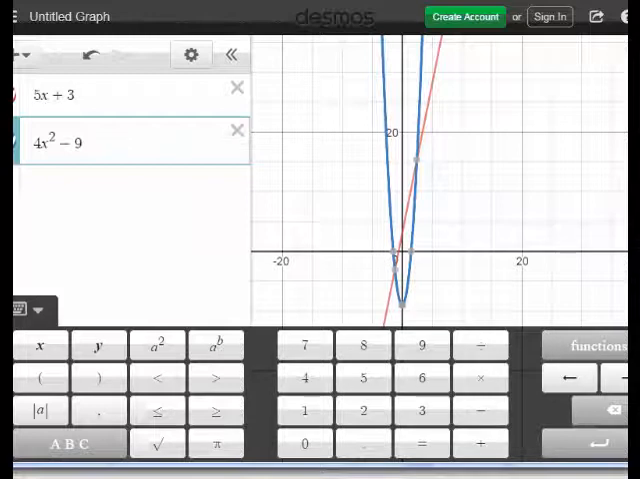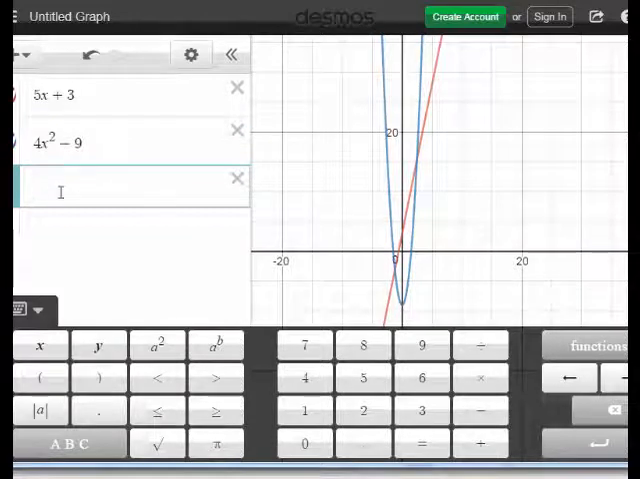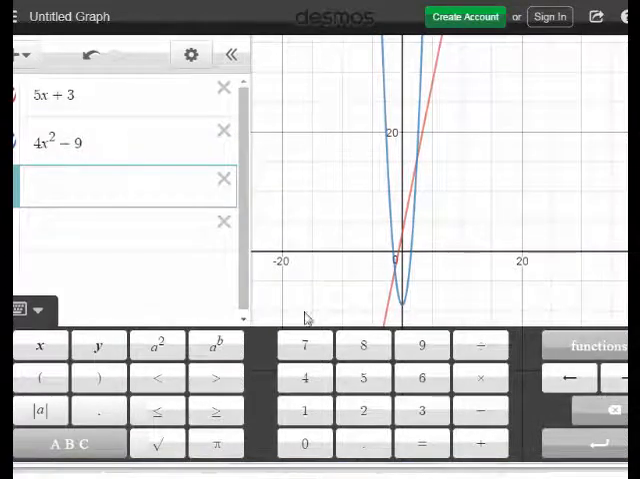I'm going to click on the 3 and enter the third expression. It would be a good idea to sketch what each graph looks like on the piece of paper. So we saw that 5x plus 3 gave us this red line, and then this second expression gave us this blue parabola.